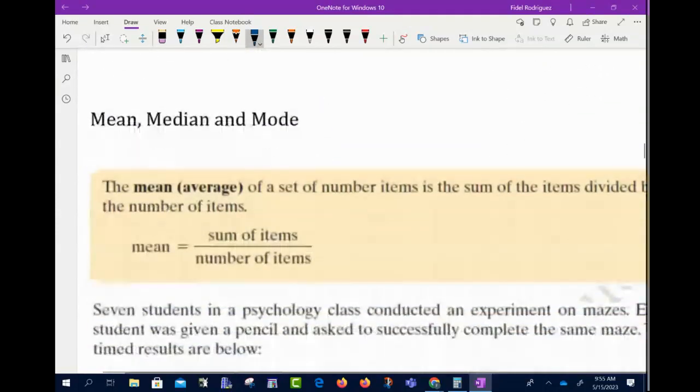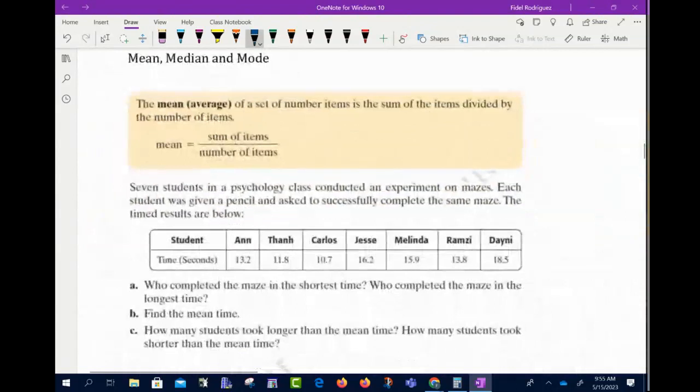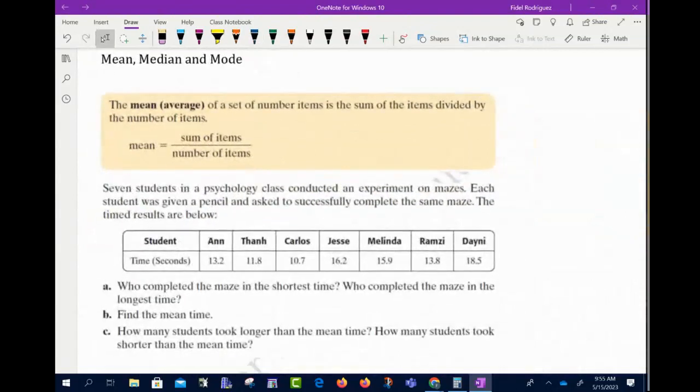All right, so let's see what else we got here. Okie dokie. Mean, median, and mode, y'all. Okay, mean, median, and mode. So mean refers to what we call the average. Okay, so remember how we find an average.